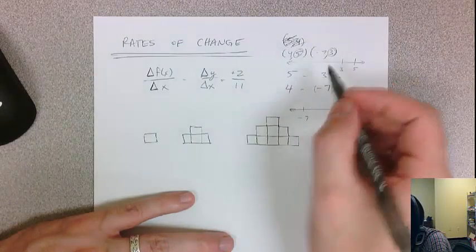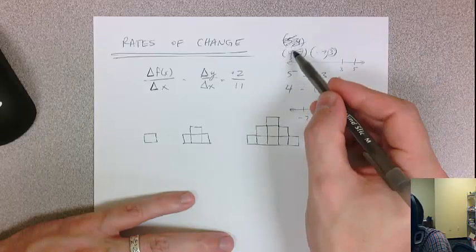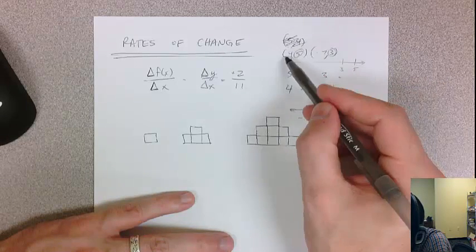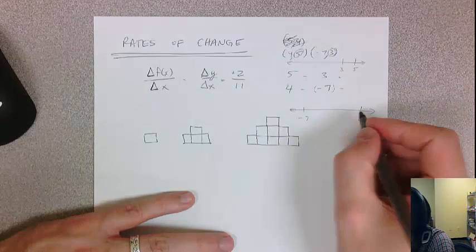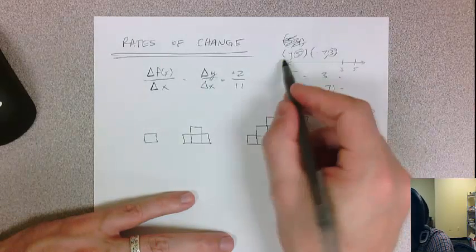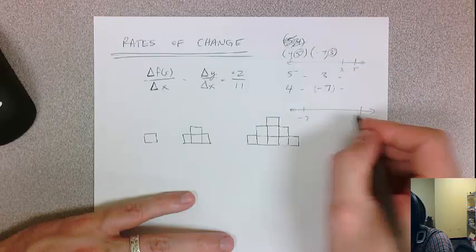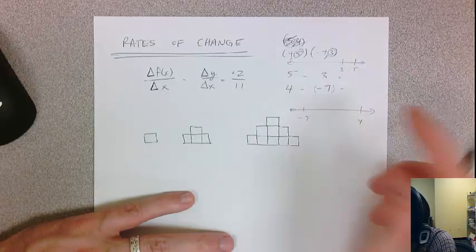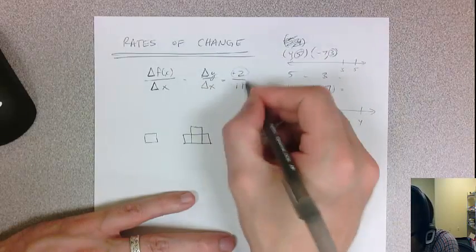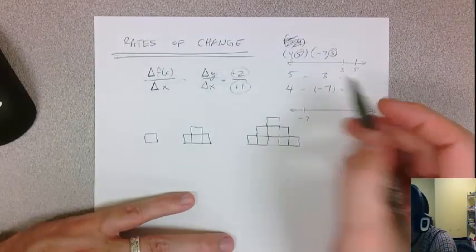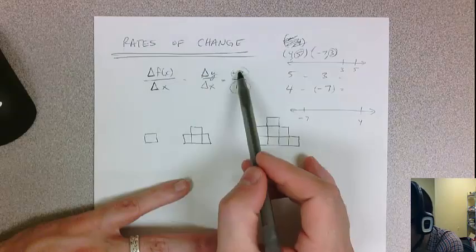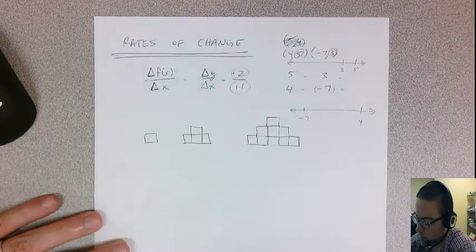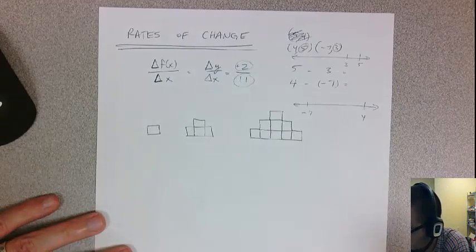And then you also find the difference in the x value. So how does that change? It went from 4 to -7. So the difference between those two will be 4 minus -7, which would be a positive 11. So that's how you roughly think about that. It's the change in the y values versus the change in the x values, or the change in the function over the change in the input.